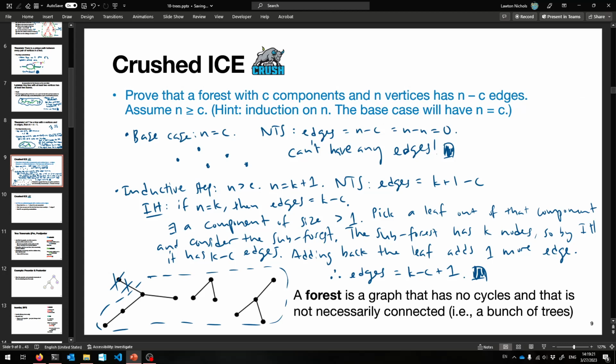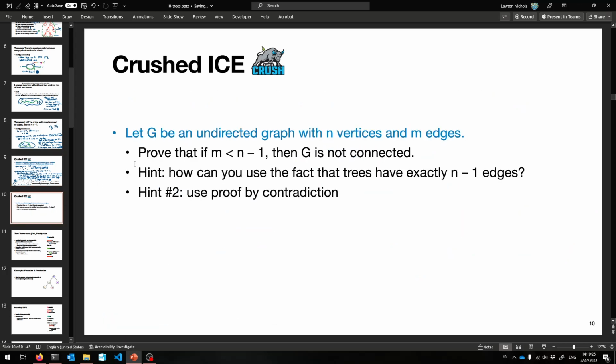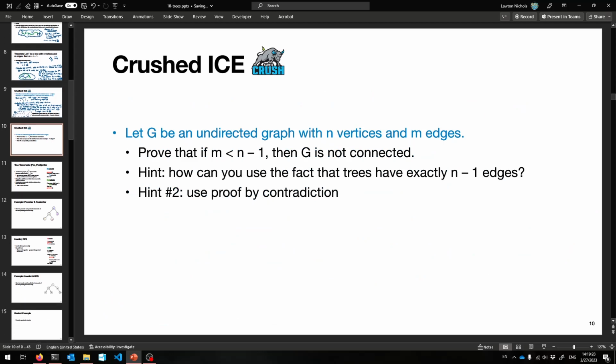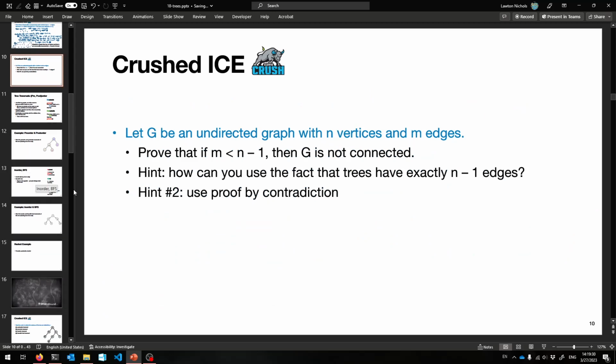That is the goal. So good examples of induction, I think, for this set of slides. All right, one last one for you to try, and then I'll show you some traversals of trees, or at least remind you of them that you've seen before.